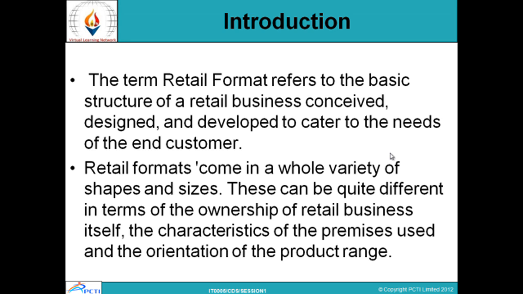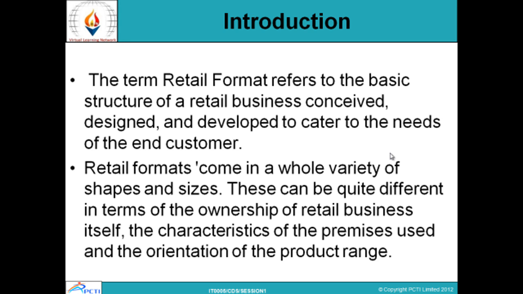The introduction. The term retail format refers to the basic structure of a retail business conceived, designed and developed to cater to the needs of the end customer. So retail format refers to the designing, conceiving and developing of the needs so that the customers are satisfied.